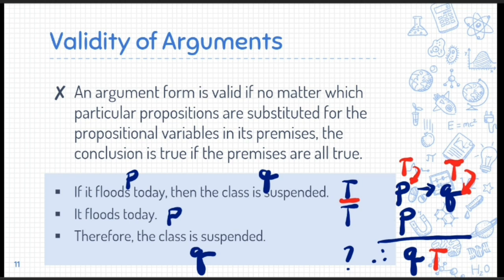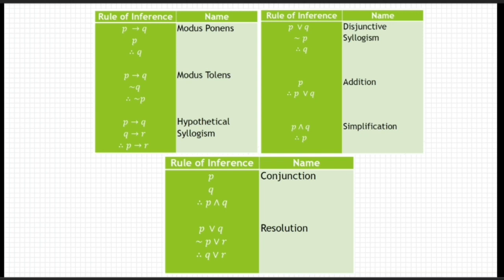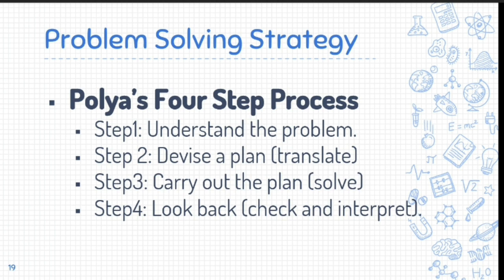Some basic rules of inference to make a valid argument. Problem-solving strategy, Polya's four-step process. These steps are used to solve math problems and were created by the mathematician George Polya. The advantage of this model is that it enables students to be more careful in understanding the steps and process of solving the problem. It also provides a neatly arranged framework to solve a long and complex problem, which could help students organize their effort in solving problems.